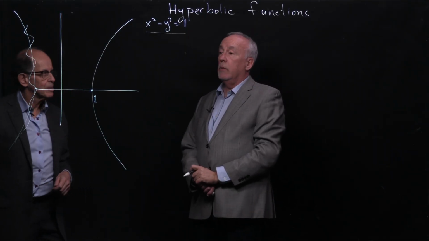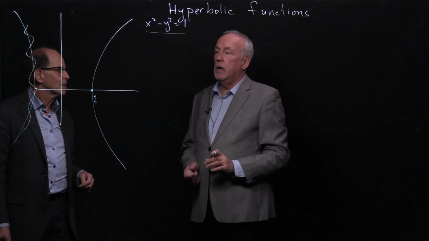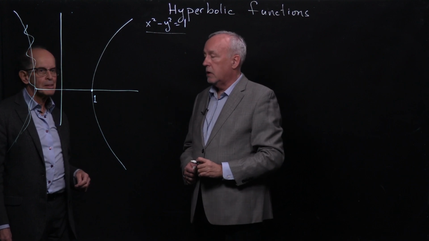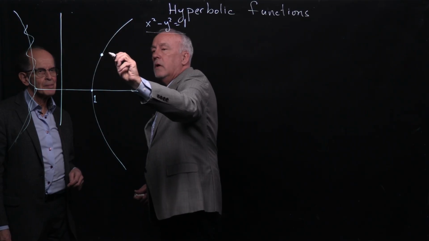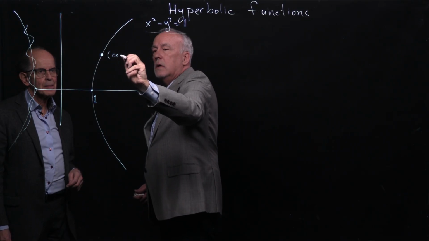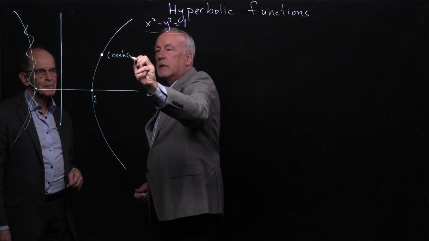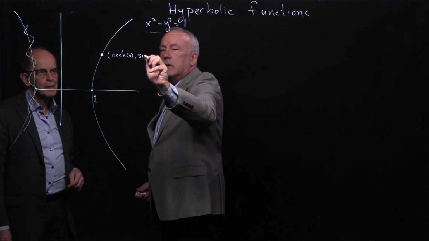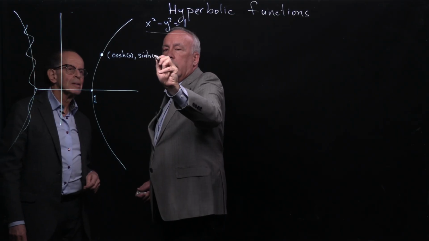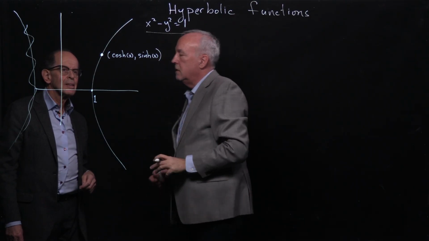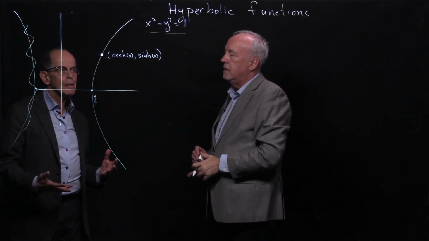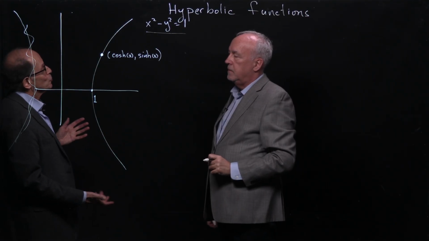Right. Now we're going to define the hyperbolic sine and hyperbolic cosine. It'll be just like the circle. We take a point on the curve. We're going to call this hyperbolic cosine of x, hyperbolic sine of x. Now the question is, what the heck is x? Any ideas, Matt? Well, what if we go back to the circle?